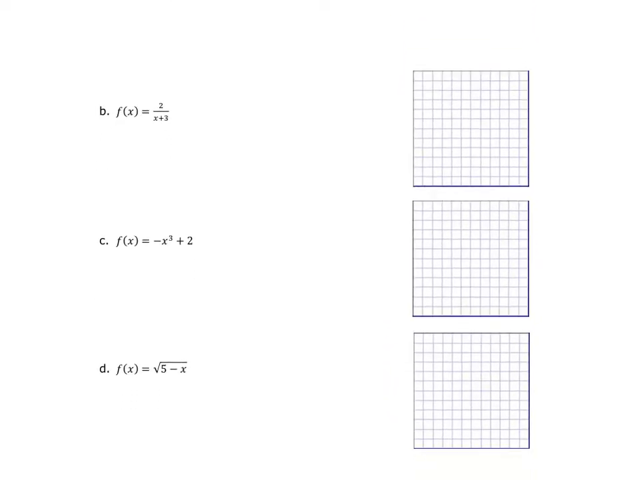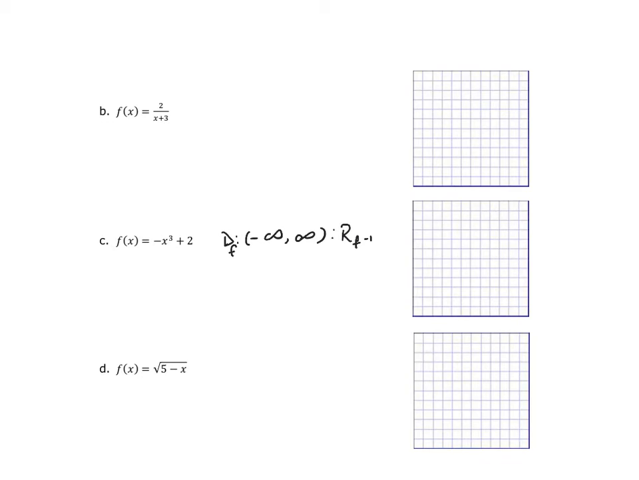For C, let's first talk about the domain. On C, because we don't see any square roots or fourth roots or sixth roots, and I don't see an x in the denominator of a fraction, that means I have no restrictions. So my domain will be everything, from negative infinity to infinity. That's the domain of my original function, which means it's the range of my inverse.